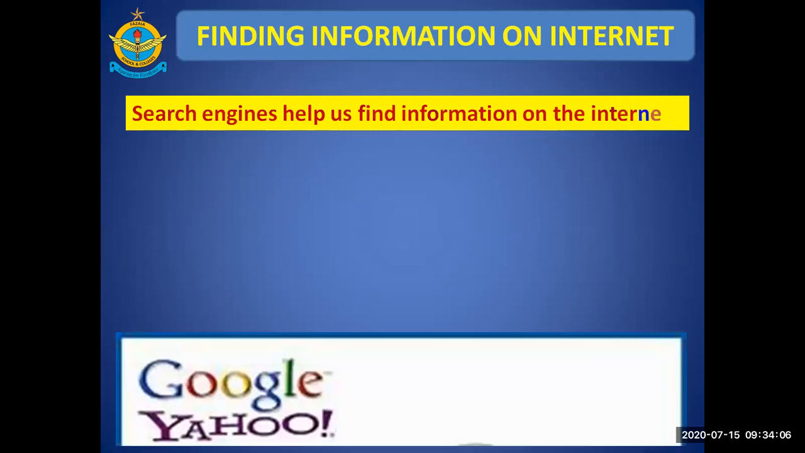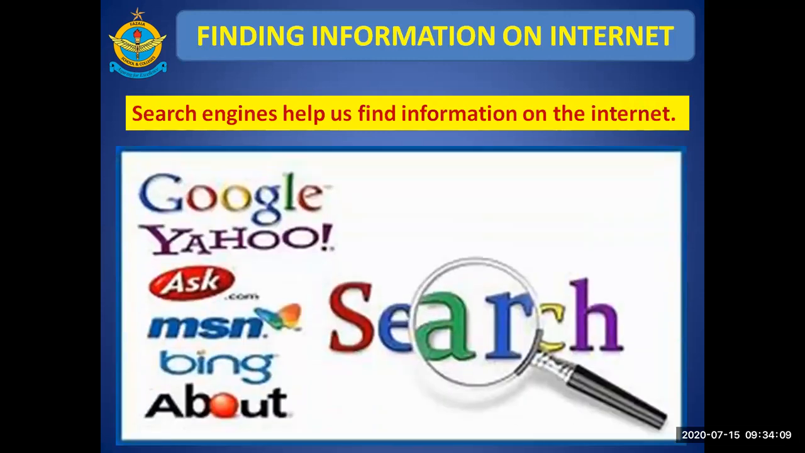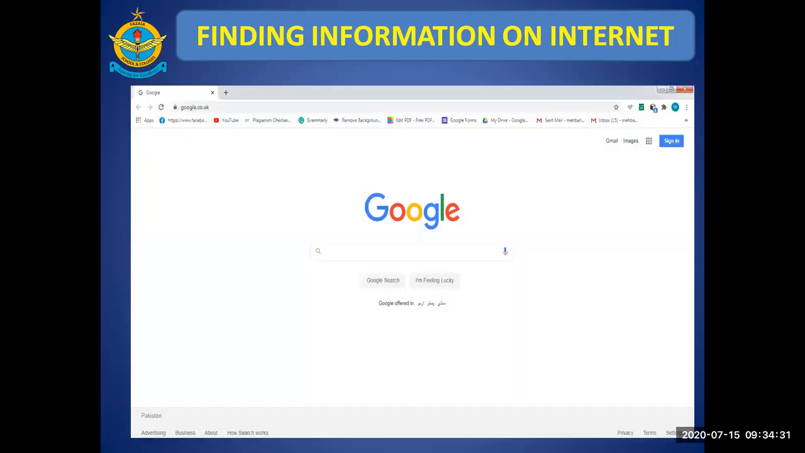Finding information on the internet. Now, different search engines help us find information on the internet. These search engines, you might be using Google or Yahoo or Ask.com, MSN, Bing. There are many different search engines that will help you find information on the internet. Now we're going to see how you can find information on your topic, whatever you want to find out about.